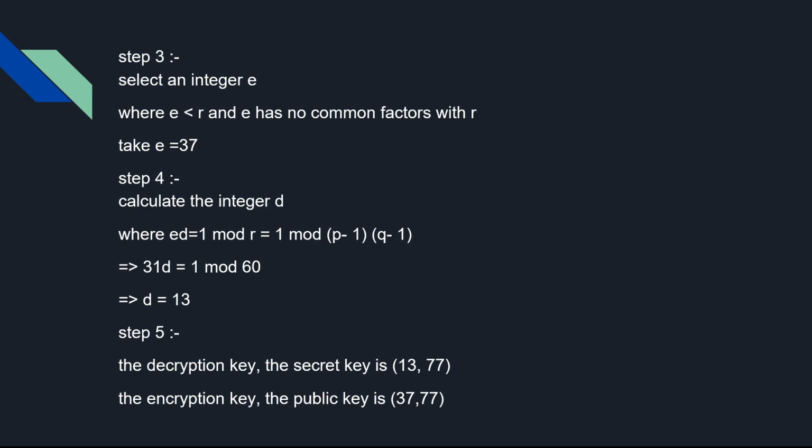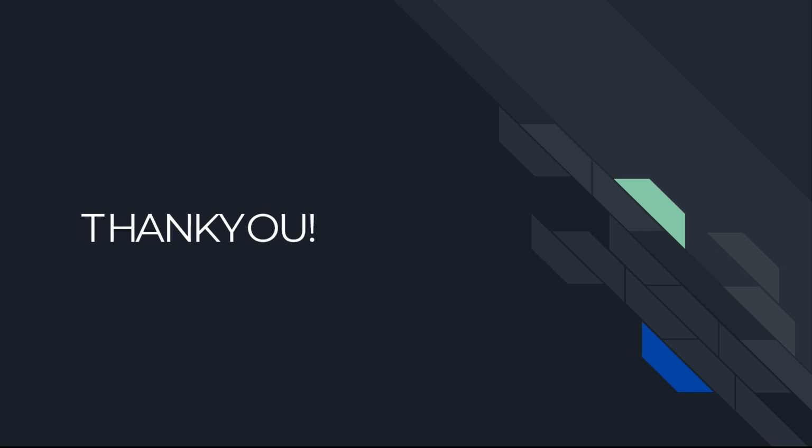Step 5 is, the decryption key, the secret key, is 43,77 and the encryption key, the public key, is 7,77. So that's all about this video presentation.